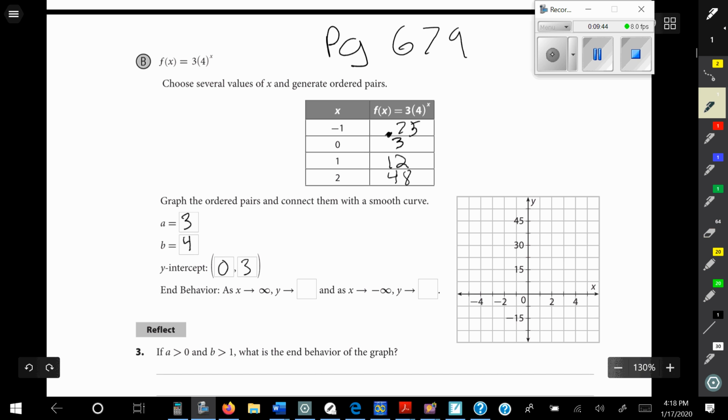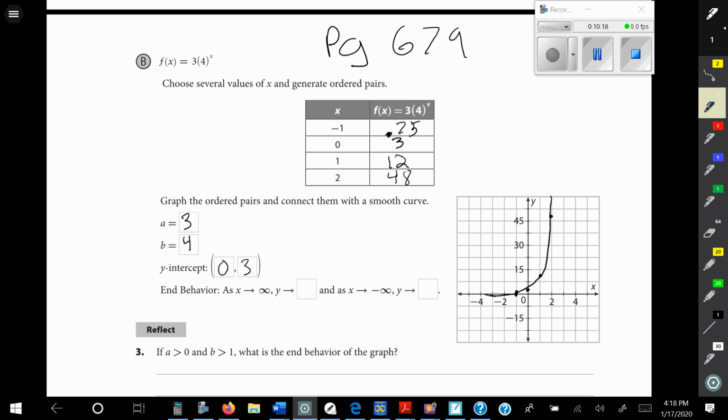So I got -1, and it's at 0.75. It's almost right on there because it's a real small graph here. And then at 0, 3, that's like right here. And then at 1, 12, up here. And then 2, 48 is way up here. And now we have a graph. All right. And even though I went past the line, that's just me drawing. It's never going to get past 0 here.